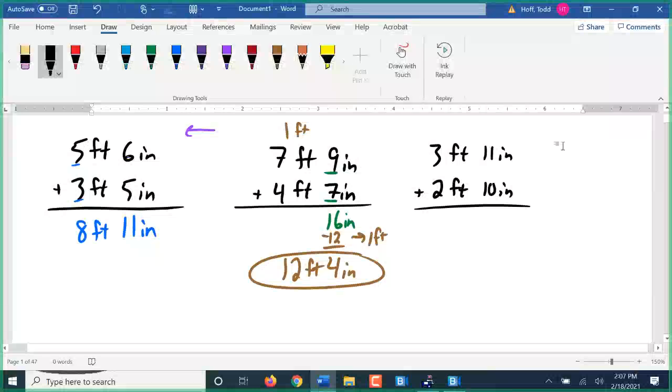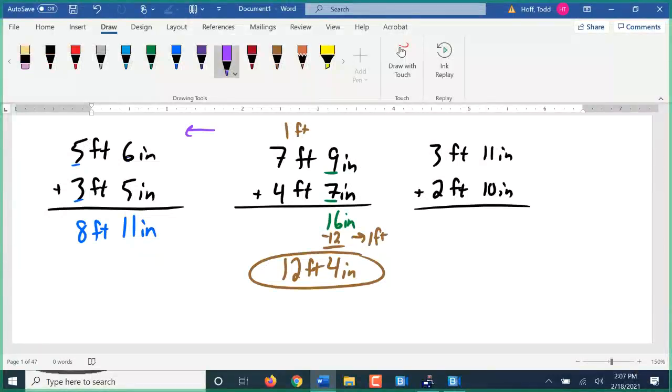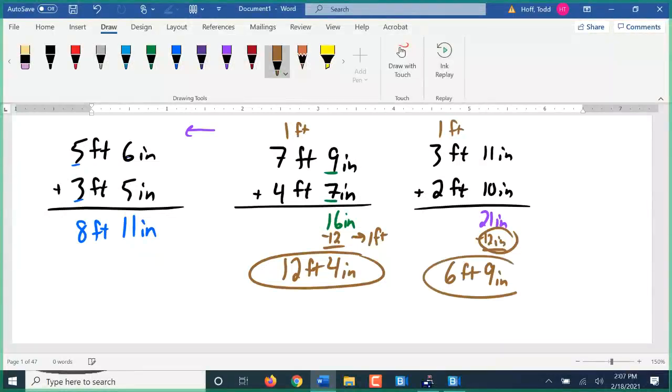So, starting from the right, working our way back to the left, 11 inches and 10 inches is 21 inches. That is more than a foot, so we'll take away the 12 inches, leaving us with 9 inches there. We're going to carry that 1 foot. 1 and 3 makes 4, plus 2 is 6 feet, so that's 6 feet 9 inches.